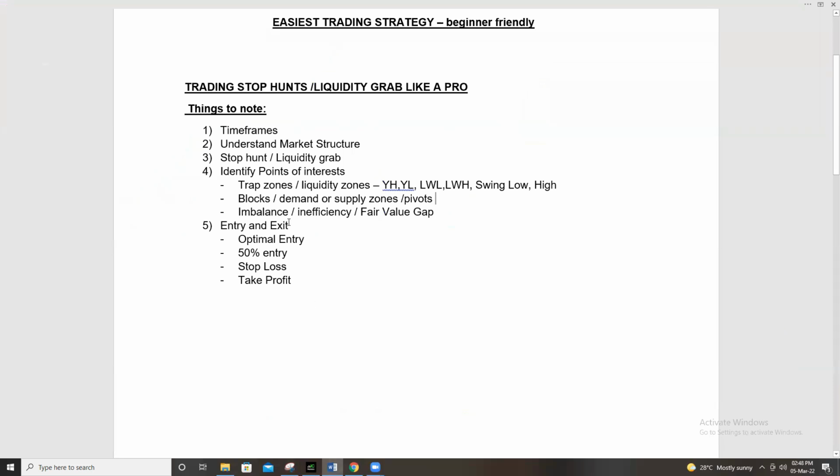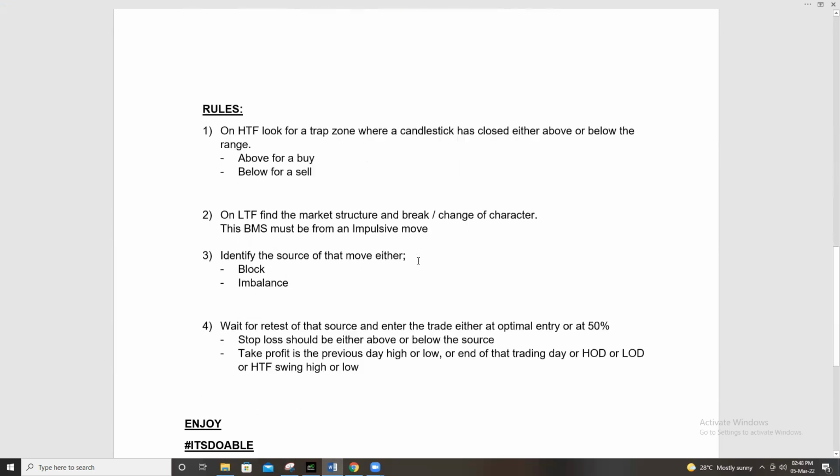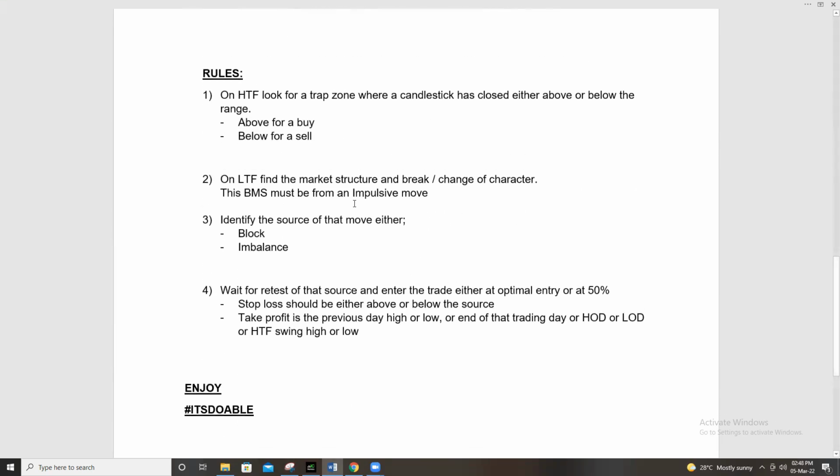So those are the things to note when you want to trade the stop hands, or what I'll be guiding you on in this video. Next are the rules. Remember, you may know all these, but if you don't know the rules on how to trade the stop hands, then it won't really make any sense. So here we have the rules. What will you be looking for when you want to trade the stop hands as a pro?